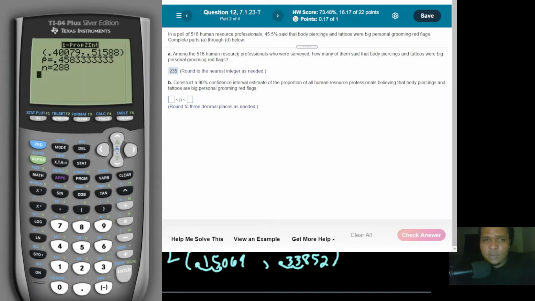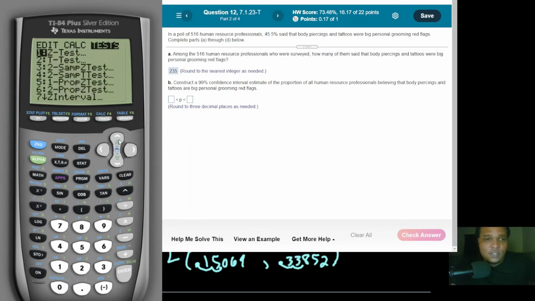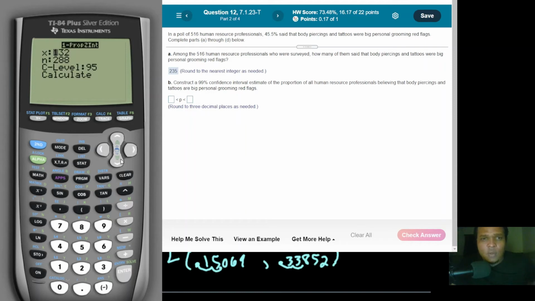Looks like I already did some of this one. Among 516 human resource professionals, how many of them said that body piercings and tattoos were too much? This is an interesting one. I'm going to show you how to figure this out with a little trick in the calculator. Good old trusty stats. You're going to go to 1 prop z interval. Enter.